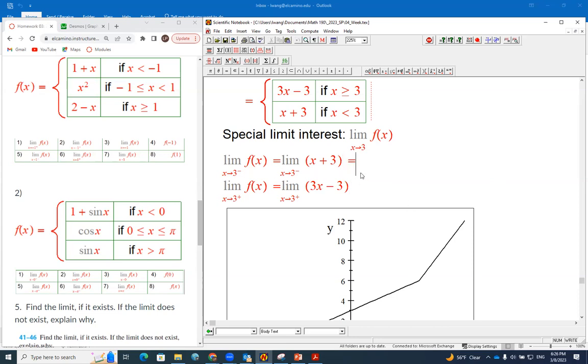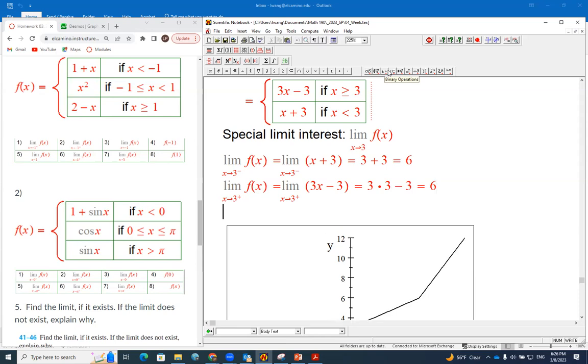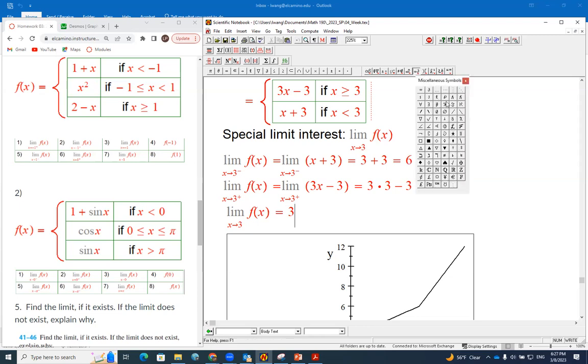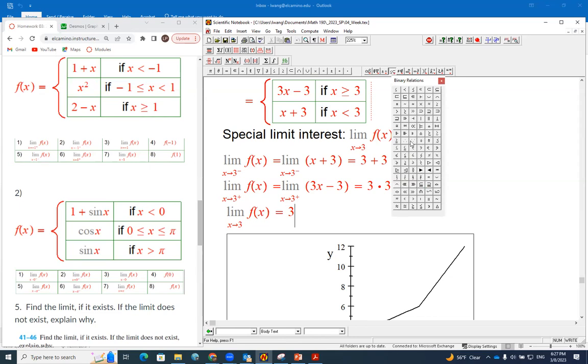Okay, direct substitution, so 3 plus 3 equals 6. And in this case, 3 times 3 minus 3 equals 6. Right? So what do we say about this limit? The limit is 6. And if you'd like to make it sweeter, you can say this.